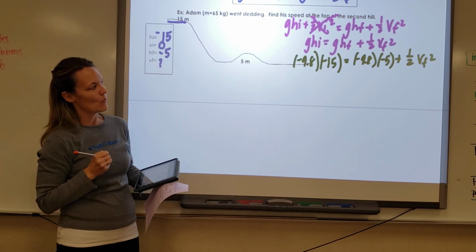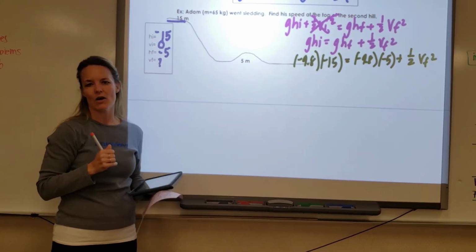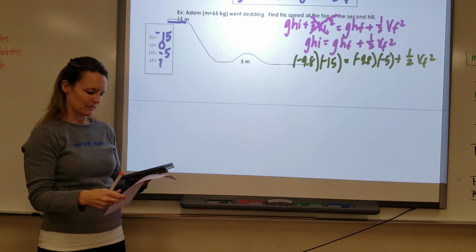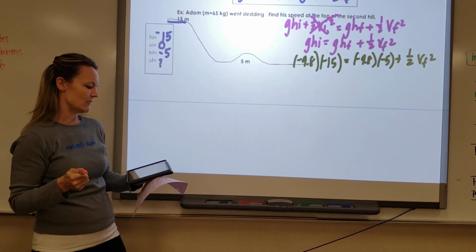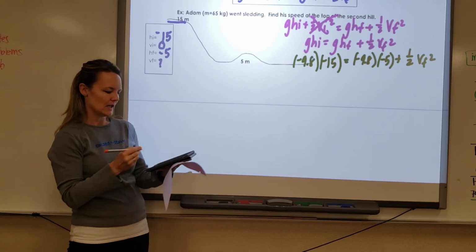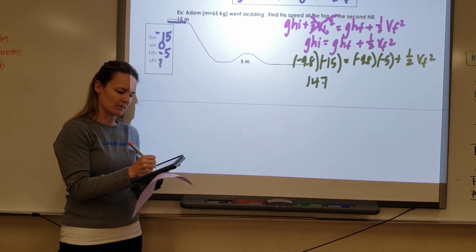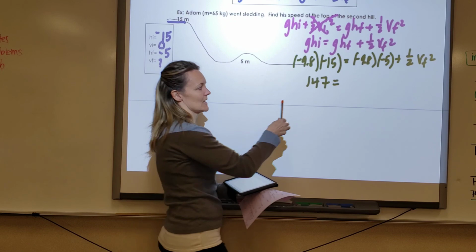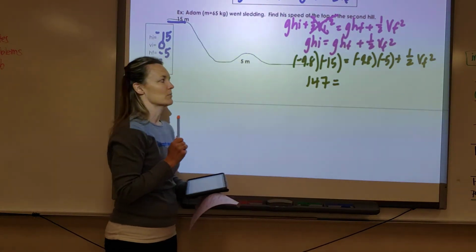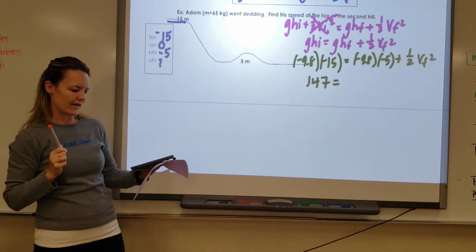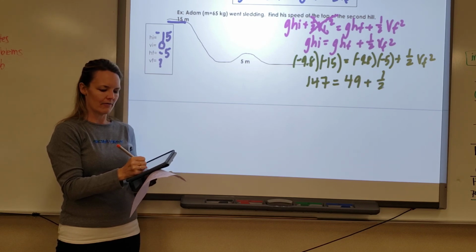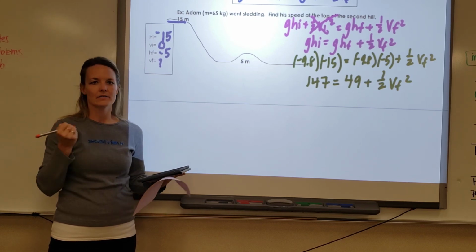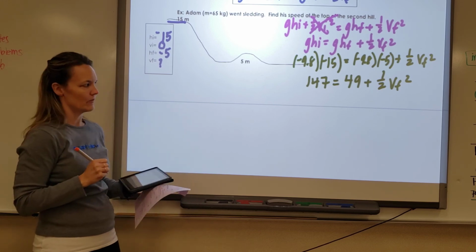So we are going to have that 1/2 VF squared. We are going to solve for the final velocity. All right, first thing you do, get yourself some numbers. If you take a negative 9.8 times a negative 15, I got 147. On the other side of the equal sign, if I take a negative 9.8 times a negative 5, I get 49 plus 1/2 VF squared. Don't know what VF is, that's what I'm solving for.